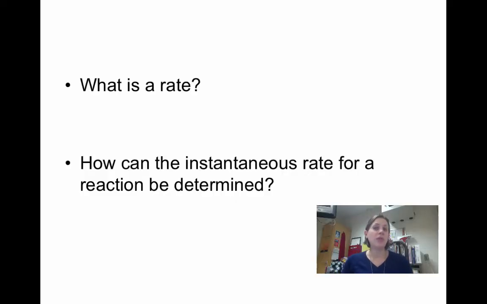So to review again what was in this video, what is a rate? A rate is anything divided by time, and in chemistry that's going to be the change in concentration over the change in time. How can the instantaneous rate for a reaction be determined? Simply draw the tangent to the curve and then calculate the slope of that tangent line using rise over run, or delta y over delta x, which again will be your change in concentration over your change in time. All right.